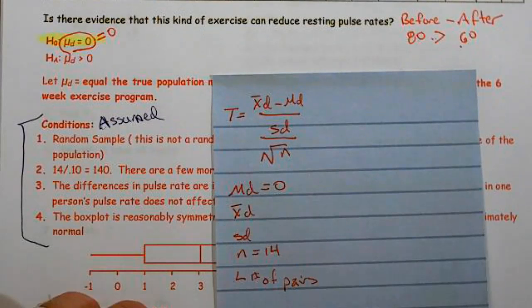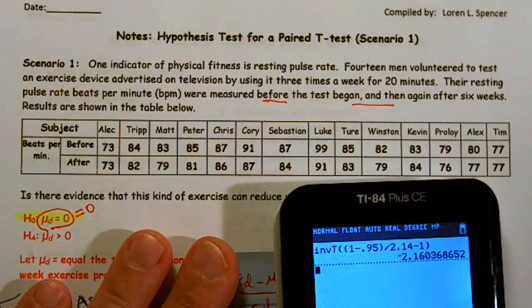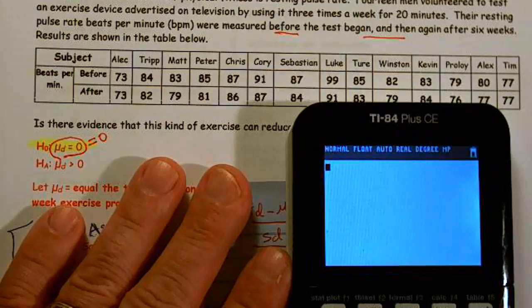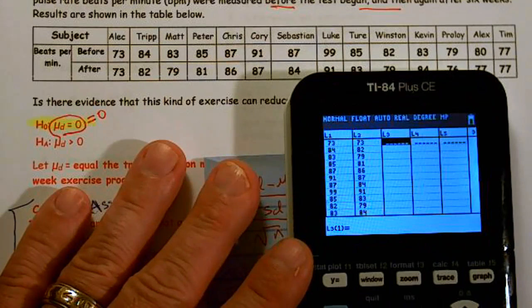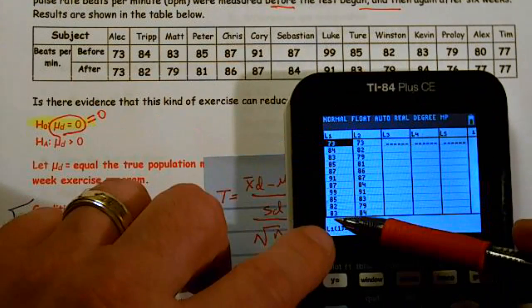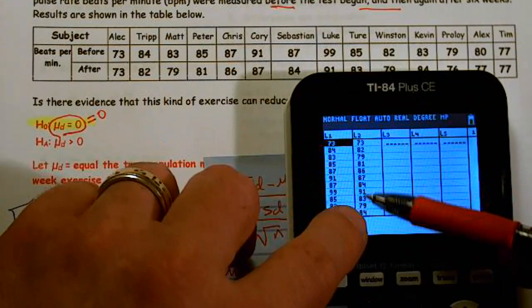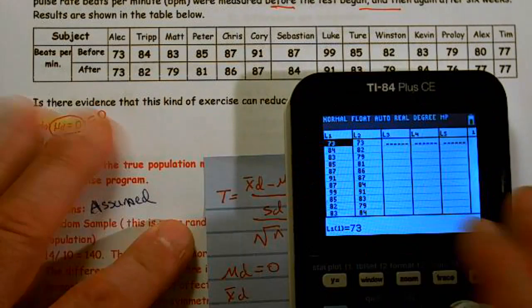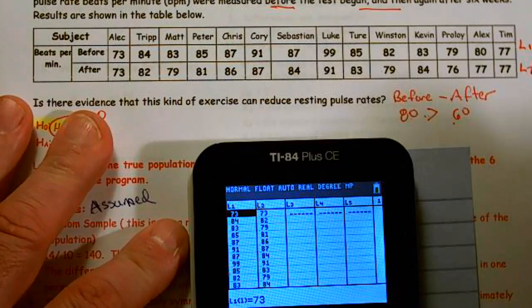So what I'm going to have to do is enter all those data points into the calculator. I'm going to enter the data points in the calculator by going stat, edit, and I'm going to enter them into column L1. Then I'm going to enter the after into L2. So basically, the before column went in L1, and the after column went in L2.